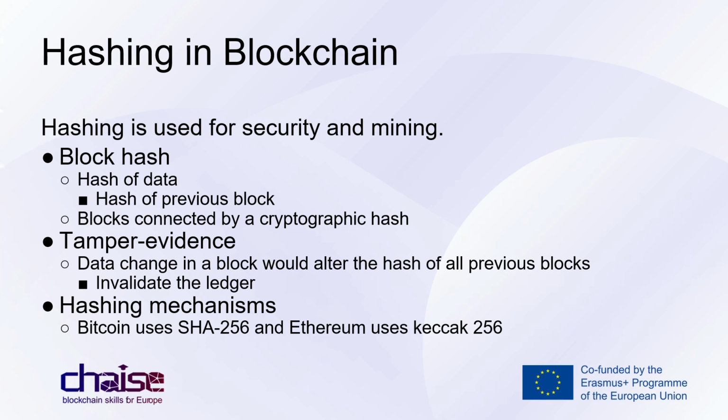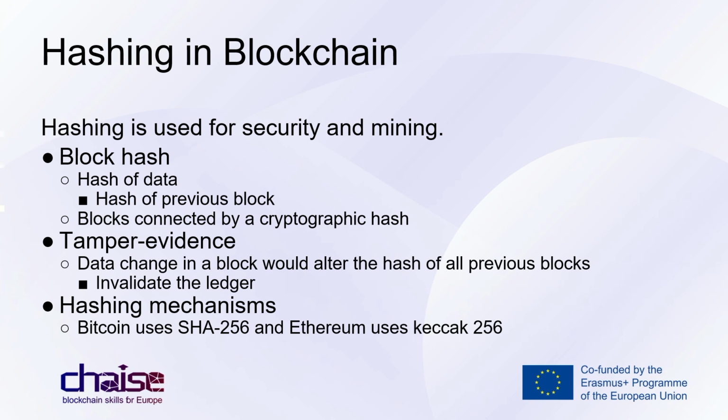Cryptographic hashing also has a central role in the blockchain. For example, in a blockchain, every new block of data contains a hash output of all the data in the previous block. A cryptographic hash connects every next block to the previous unique hash. Even one bit of data changing in a block would alter the hash output of all the previous blocks, and this would invalidate the entire ledger.